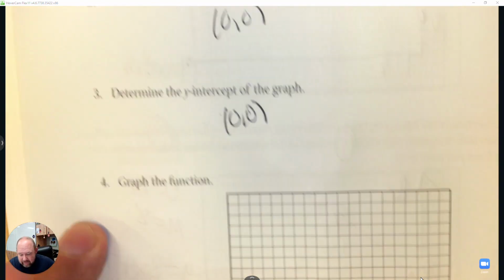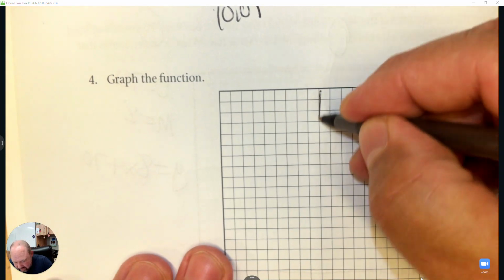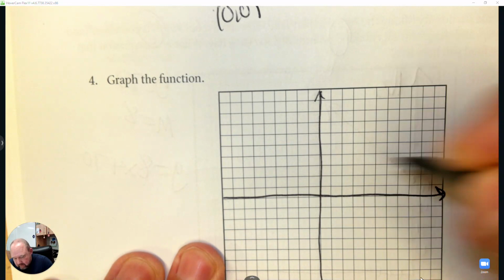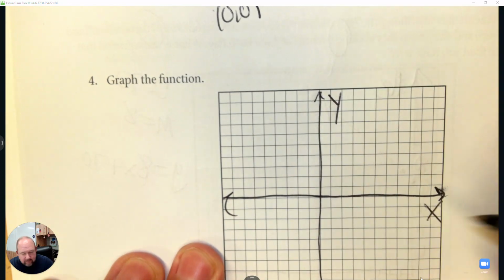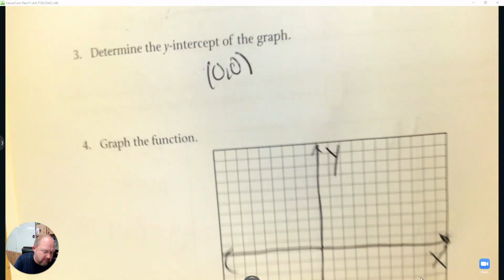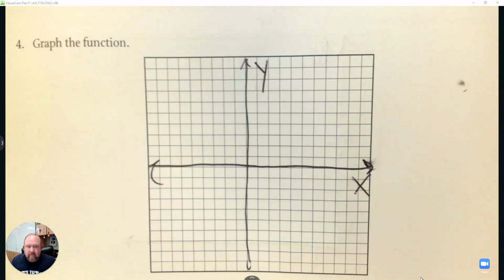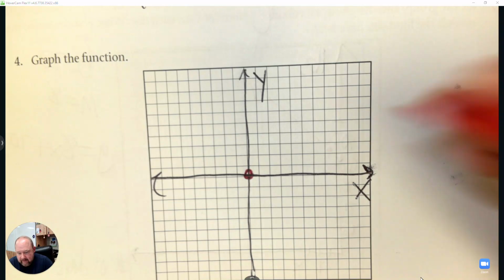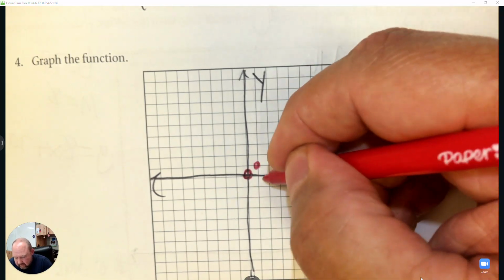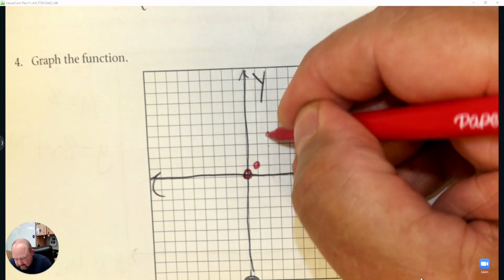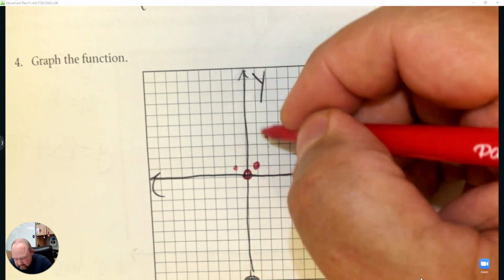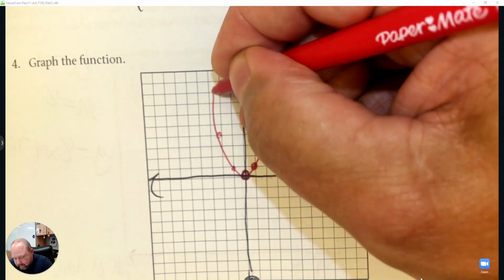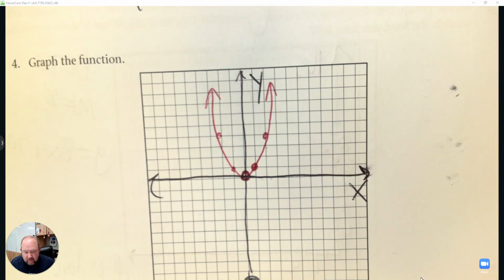It says graph the function. So here we go. This is not going to be just an L, so we need all the quadrants. Again, if it goes too fast, you can press pause. So we have 0, 0, and then 1, 1, and then 2, 4. That's enough. Then reflect them over and draw your parabola. Again, that's just y equals x squared.